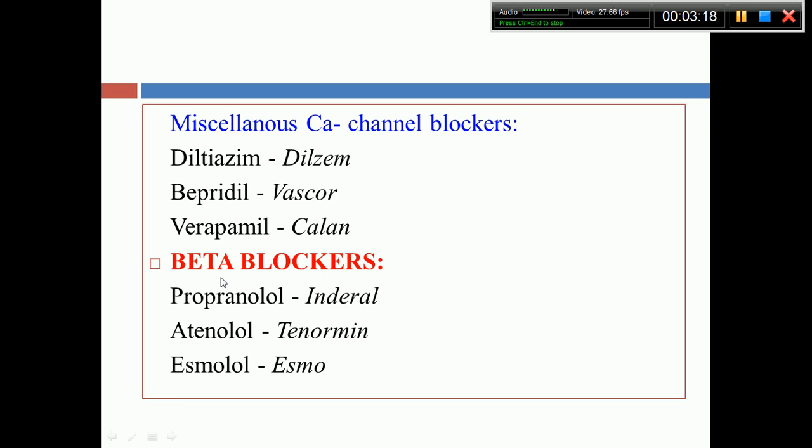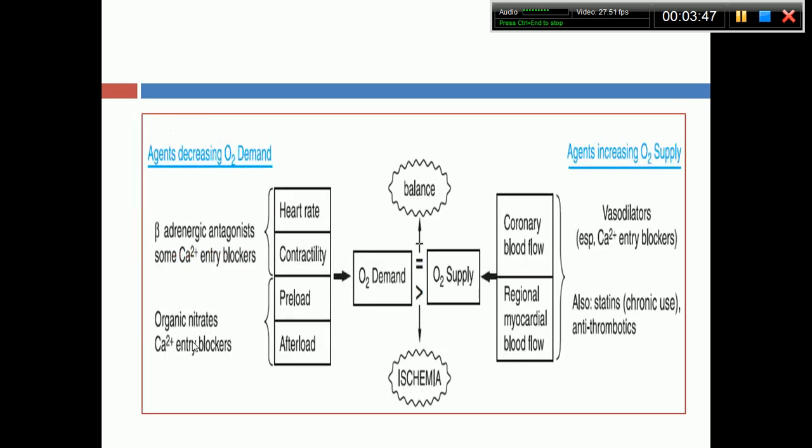Then we have beta blockers. We have Inderal, a very famous drug. The non-proprietary name for Inderal is propranolol. Then atenolol, which is cardioselective, that is Tenormin, and esmolol available as Esmo. So propranolol is a non-selective beta blocker, while atenolol is a selective beta blocker.